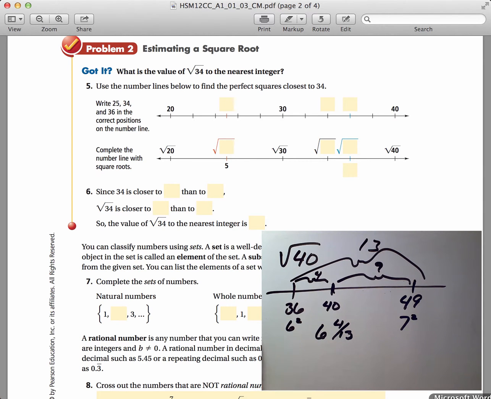I don't know what 4/13 come out to. Let me grab my calculator real quick. I'll take a look. 4 divided by 13 is 0.3076, so I would say it's 6.3076. Get your calculator out and see if I'm right with that.